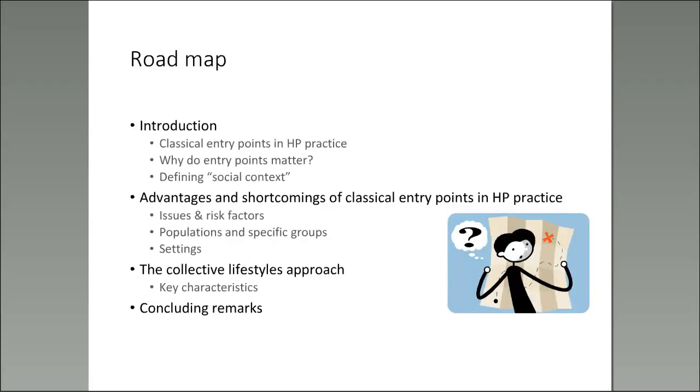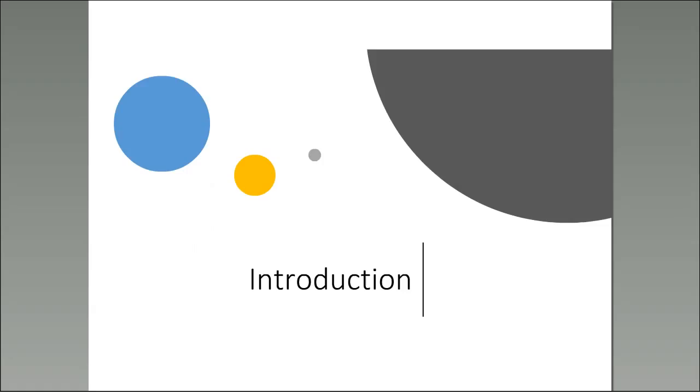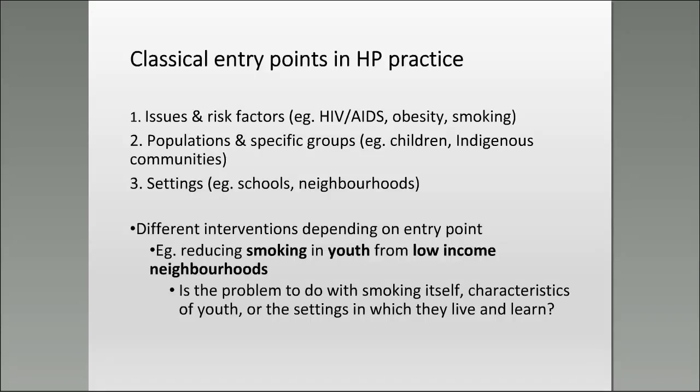So good afternoon, everyone, and thank you so much for joining us in this webinar today. I guess my task for today is to introduce the classical and the less classical entry points for intervention in health promotion practice, and to discuss the shortcomings and the advantages that they have in harnessing the social context of intervention, and also for addressing health inequities. So I'll talk about issues and risk factors, populations and specific groups, as well as settings, and then introduce the collective lifestyles approach as an alternative to these three more common entry points to intervention.